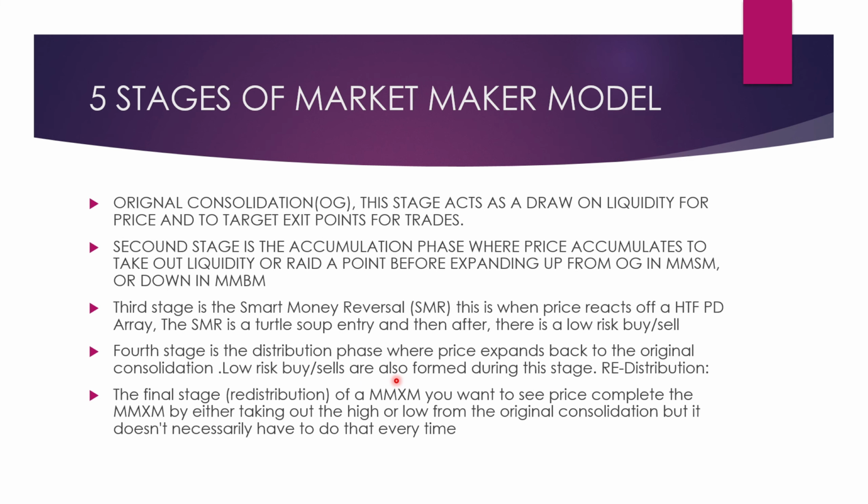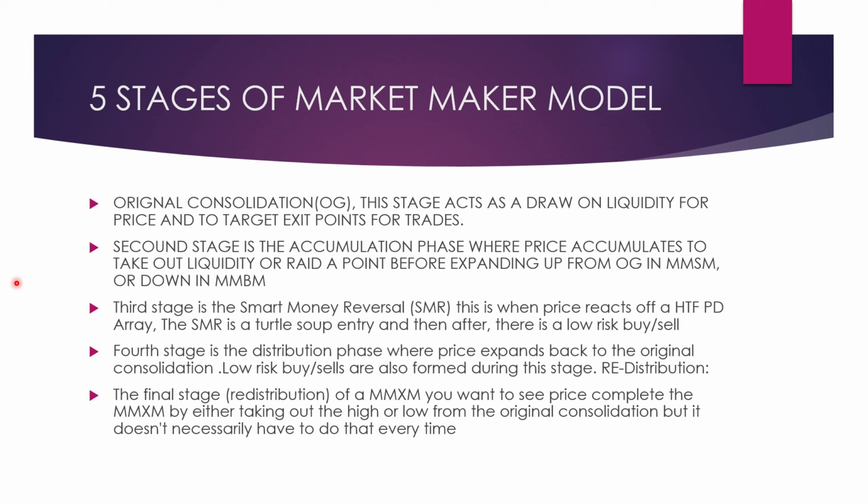So now, the stages of the market maker model. There are 5 stages of the market maker model. Original consolidation, and this stage acts as a drawn liquidity for price into target exit points for trades, right? And the second stage is the accumulation phase, when price accumulates to take out liquidity or a raid point before expanding up from original consolidation in the market maker sell model and down in the market maker buy model, right?